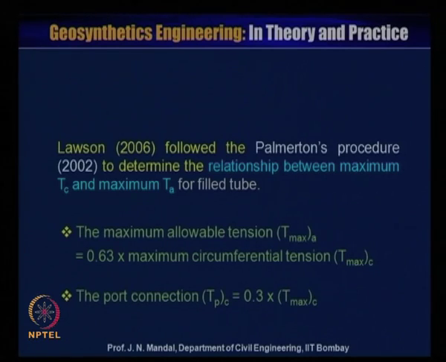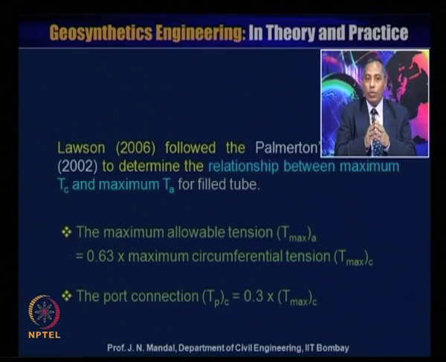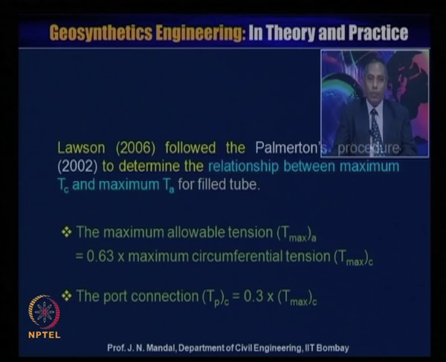The maximum allowable tension T max A is equal to 0.63 into maximum circumferential tension, that is T max C. So if you know one, then you can determine the other. And port connection TPC is equal to 0.3 into T maximum of C. So if you know what will be the maximum TC, you can calculate the maximum allowable tension T max A, as well as the port connection, that is TPC, with this relationship.